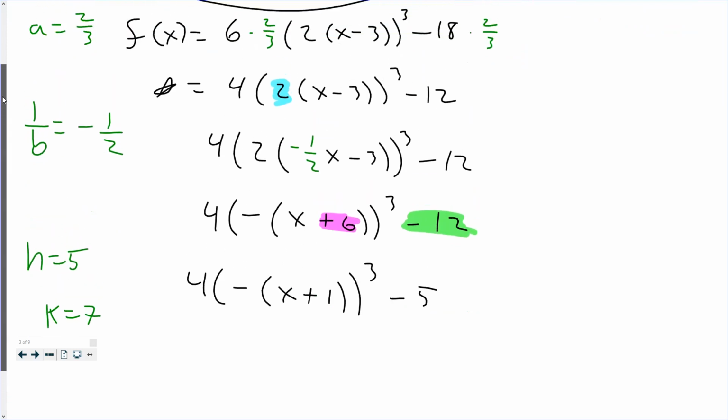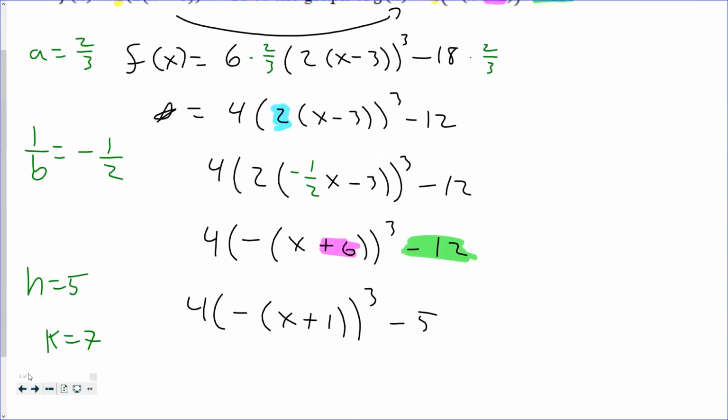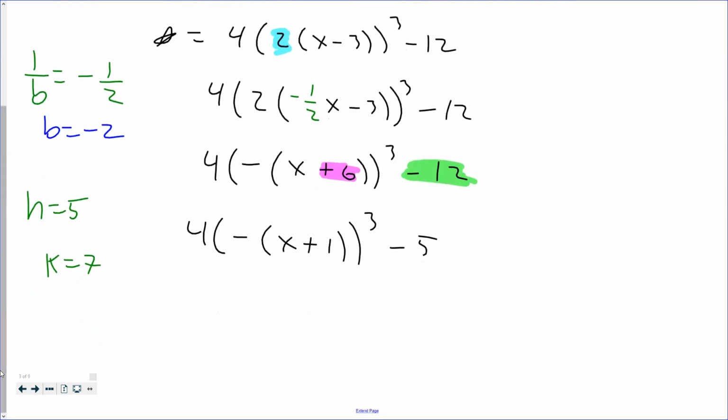And these green parts are the transformations that you're doing. I don't feel like writing it out, to be honest with you, so I'm just going to say it out loud. So a is 2/3. What that means is you have a vertical compression of 2/3. Now 1 over b equals negative 1/2. That tells me b is negative 2. So that tells me I have a stretch by 2 and also a reflection over y. And then h and k: h tells me I have a shift of 5, and k tells me I have a shift up by 7.